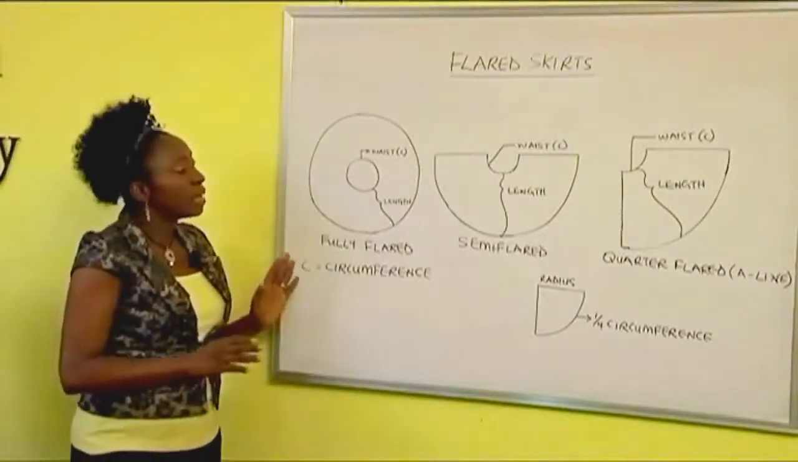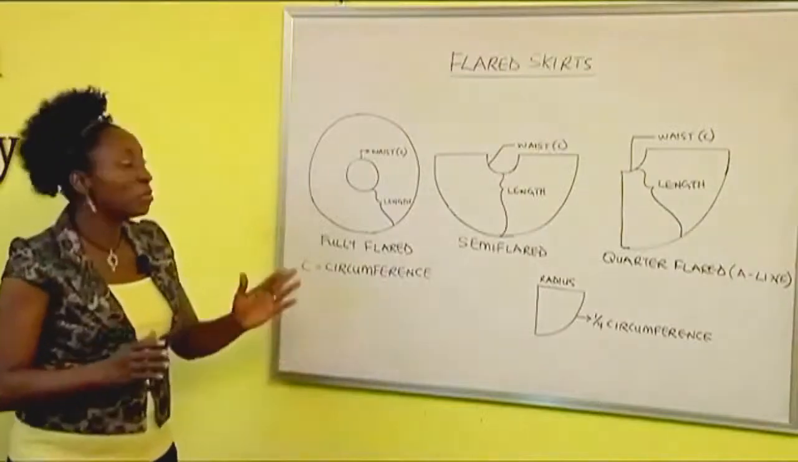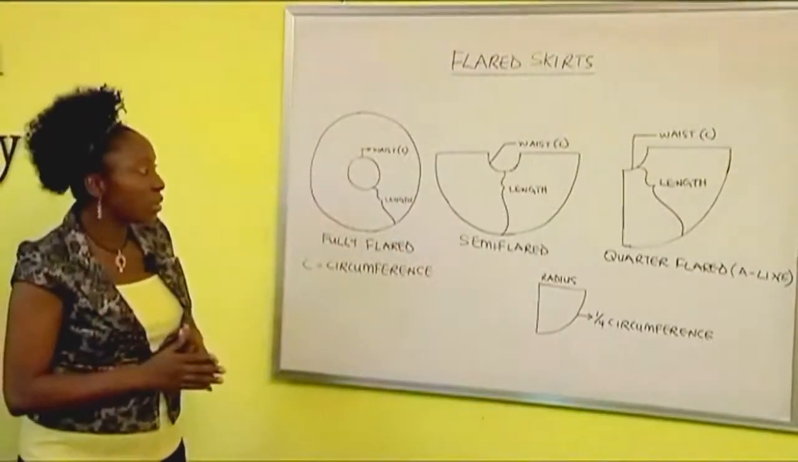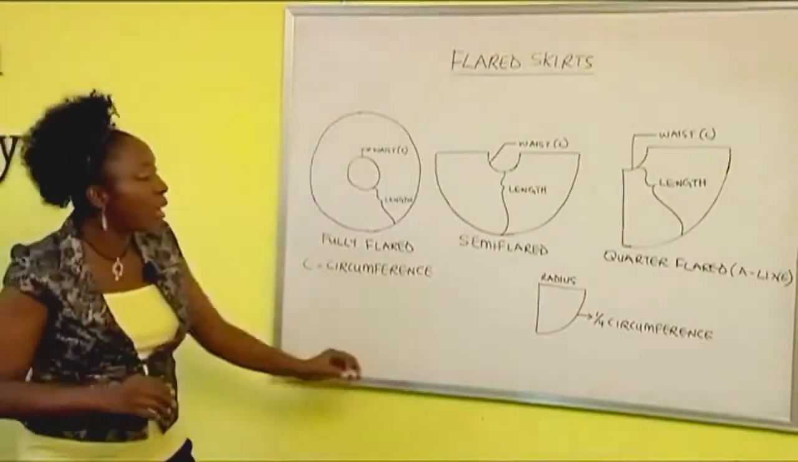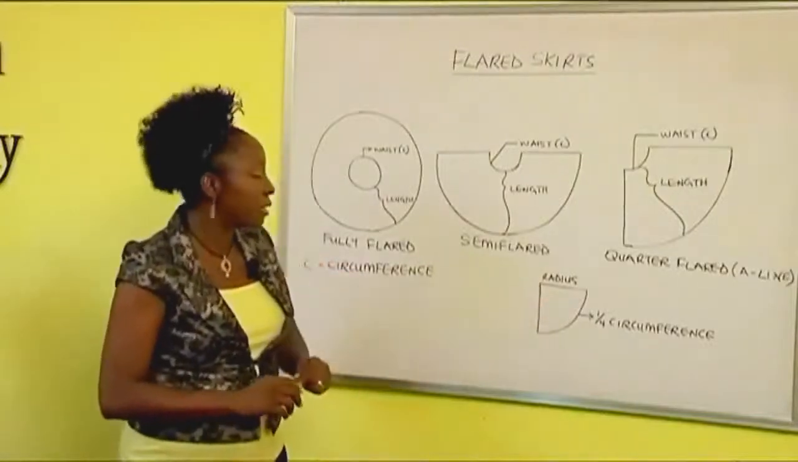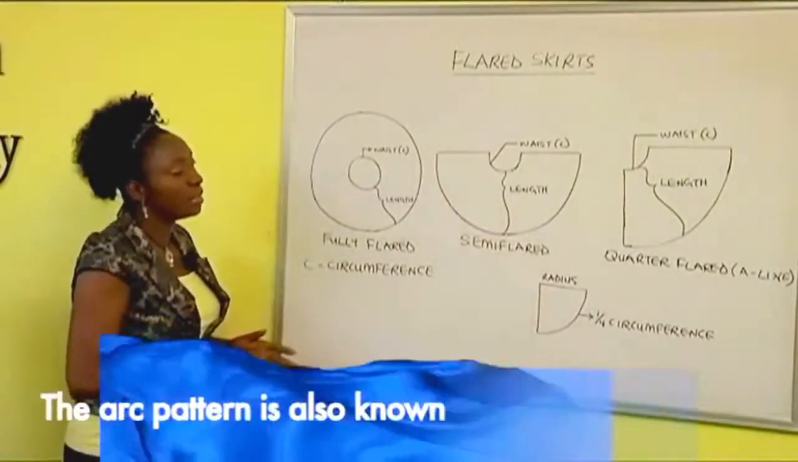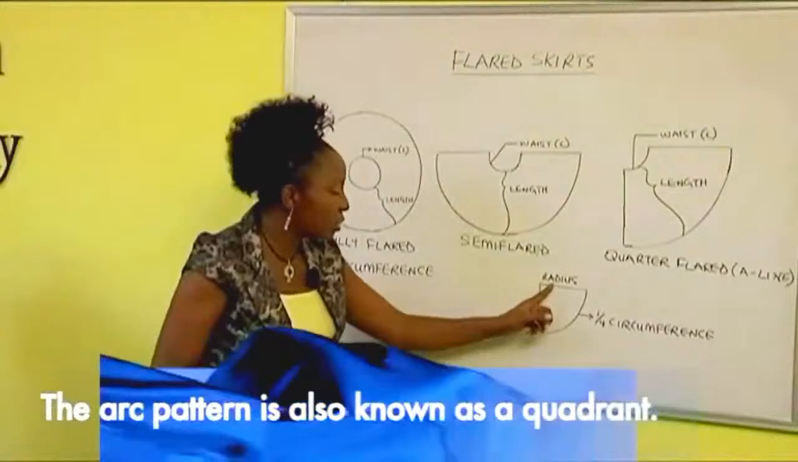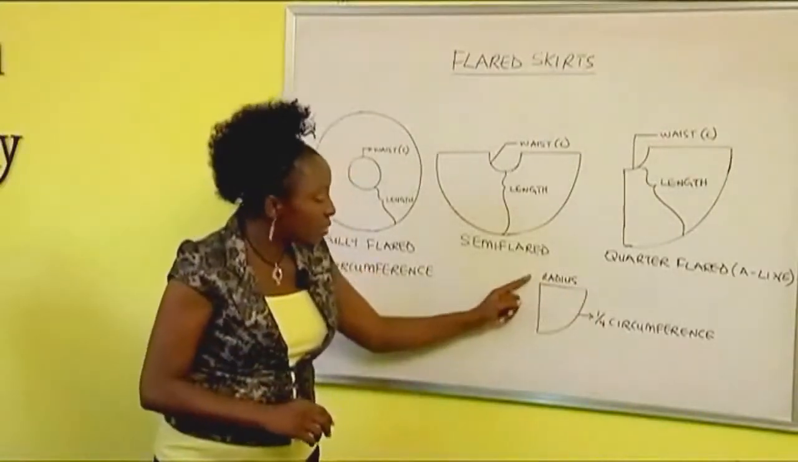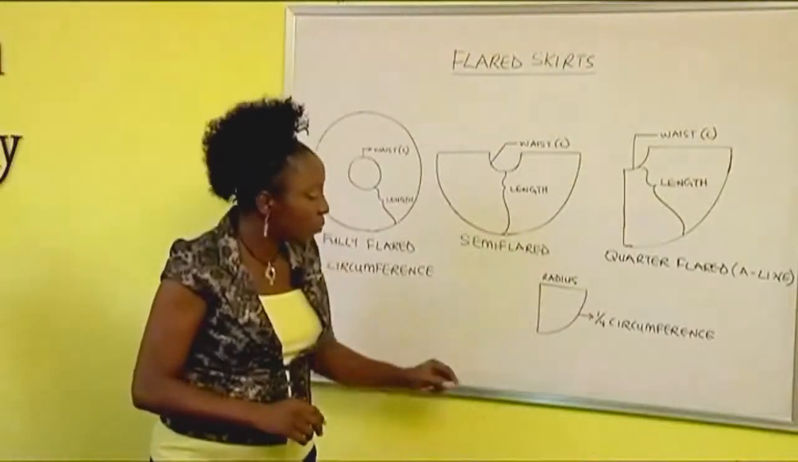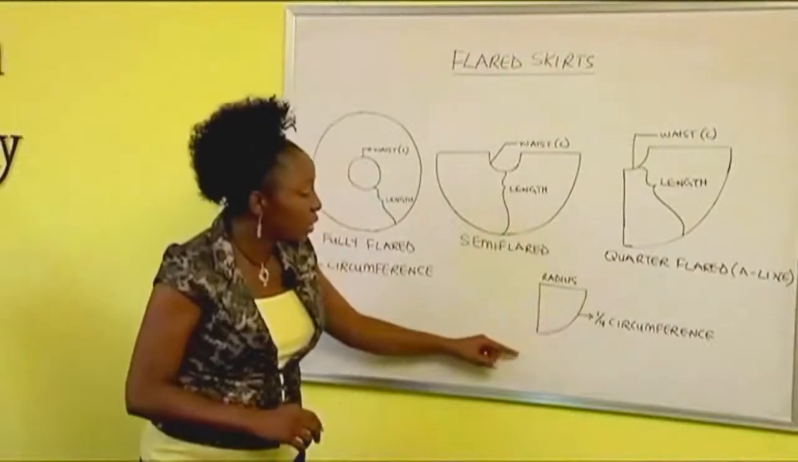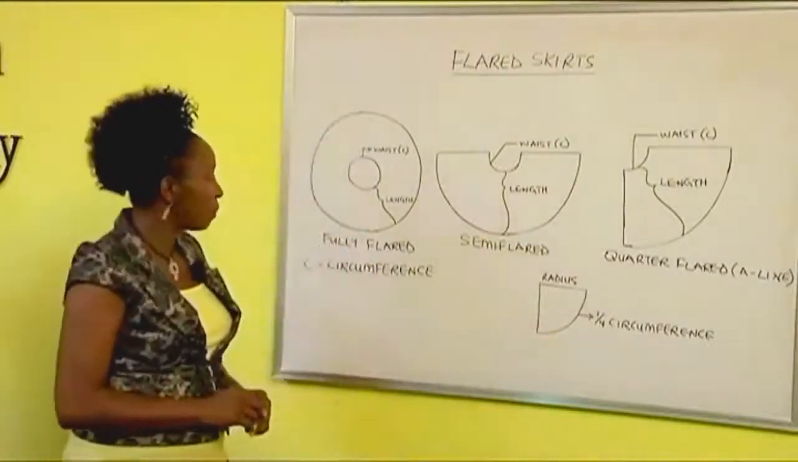Now to make our pattern, obviously we're not going to make this huge pattern of the massive skirt, but we're going to make the pattern called the arc. It's called the arc pattern. You can see the radius here, just like a quarter circle. This is the middle of the circle, and this part here represents a quarter of the circle, a quarter of the circumference.